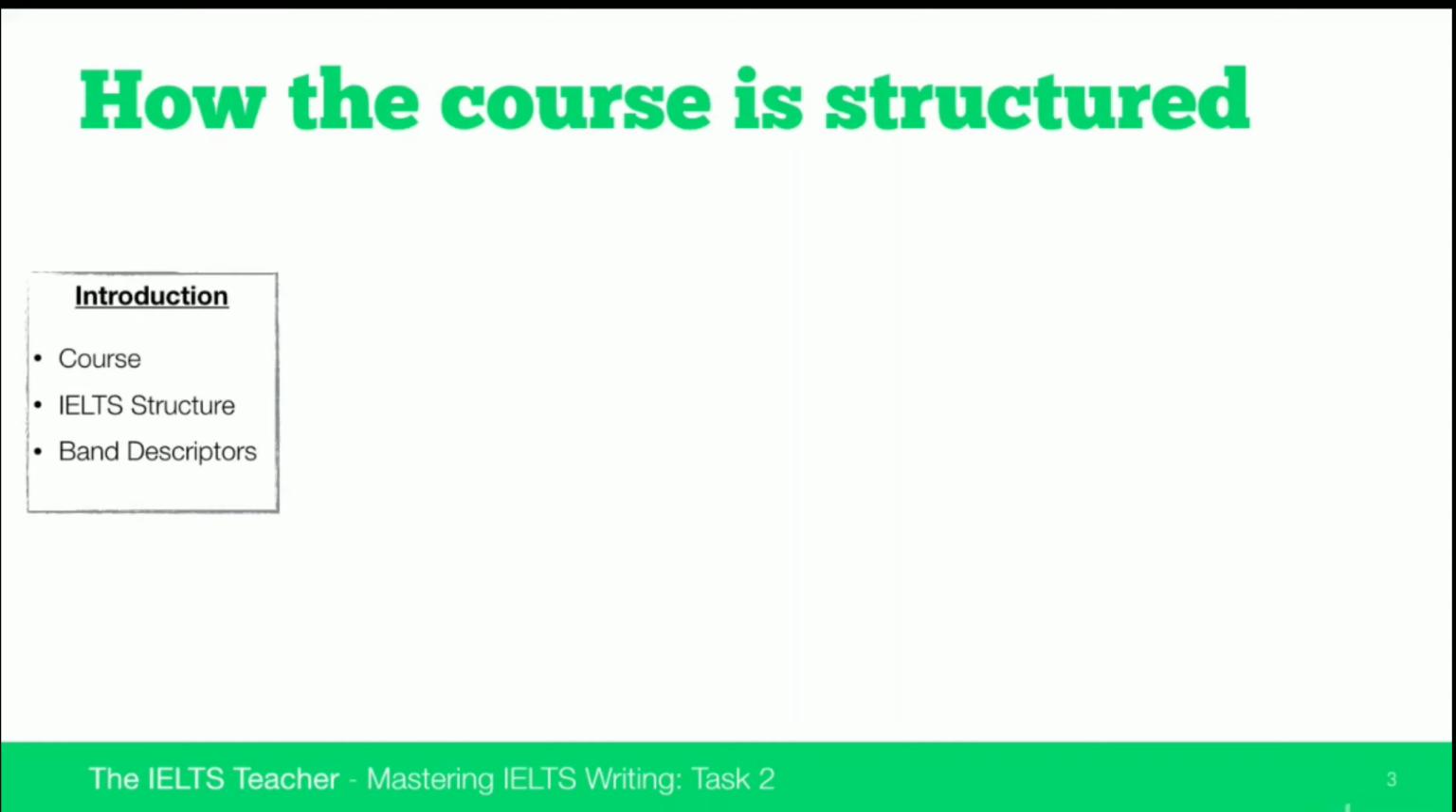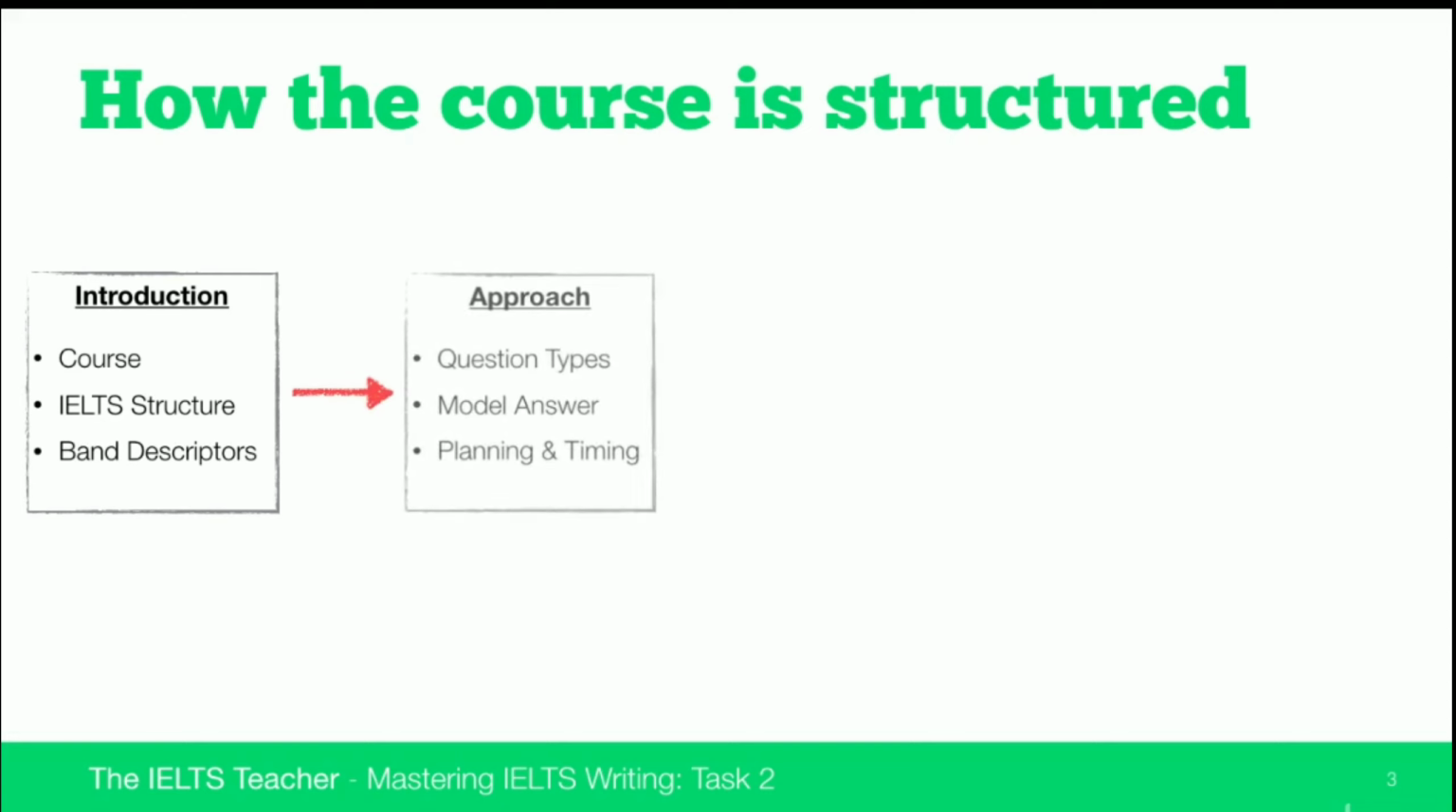We start in this section here, which is the introduction. The introduction to the course, the introduction to IELTS, and an introduction to the IELTS writing band descriptors. Following on from that, we look at how to approach the essay. Before we even start writing, we need to think about things like the different question types, how to plan and time your essay, what to do about the word counts, and we'll also check out a model answer to see what a typical band 7 response looks like.